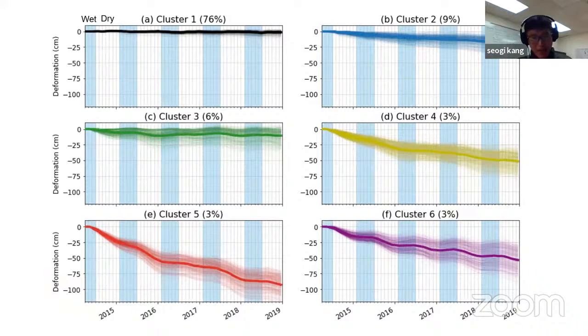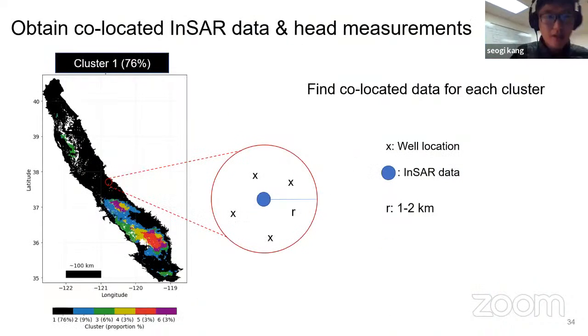Okay. I can plot it as a function of time by each cluster. This is cluster 1, cluster 2, 3, 4, 5, 6, and they have very different time features. So generally, the level of subsidence increases with increasing cluster, but there are some interesting seasonal features happening. Okay, I'm going to go through it later. And that was one part.